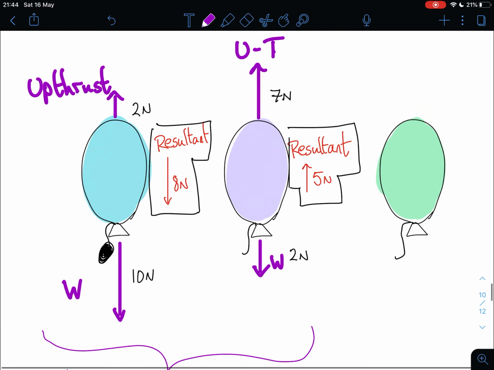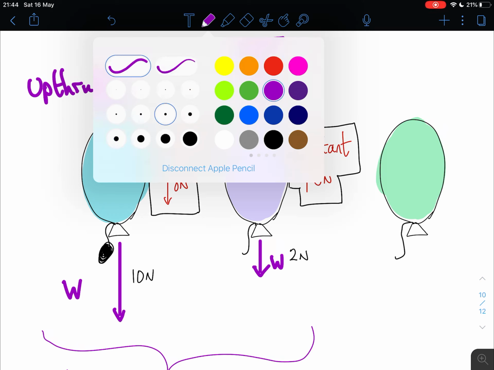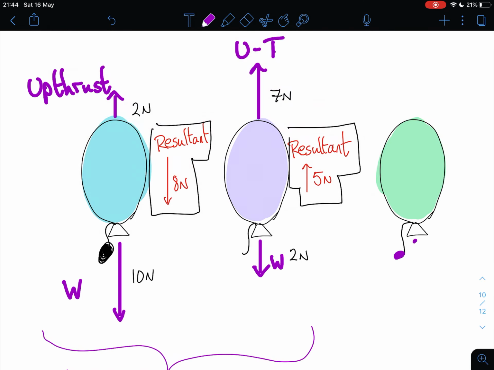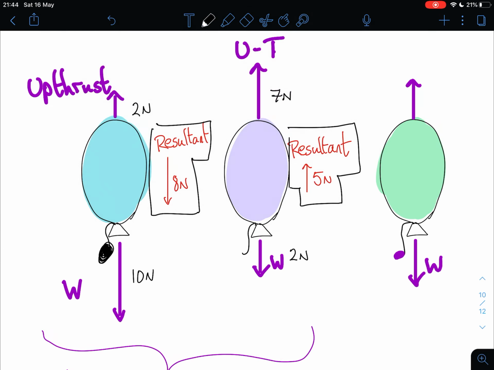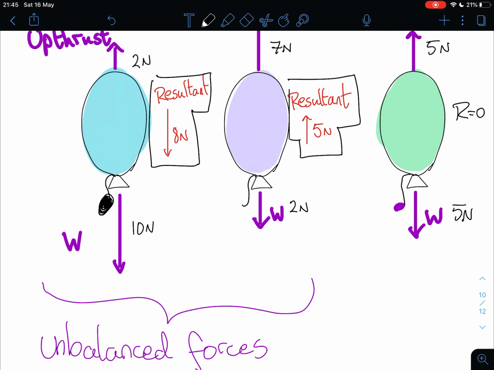The third one though is always my favourite to try. It's the trickiest, and it's where I try and make the weight 5 newtons, and the upthrust completely the same. A real nice example then of Newton's first law in action. So if I have upthrust of 5 newtons, downwards weight of 5 newtons, well, what I end up with is a resultant of 0. And if you get this exactly right, what you end up with is stationary. Because, that's terrible writing, I'm at the edge. It's stationary because the forces are balanced.